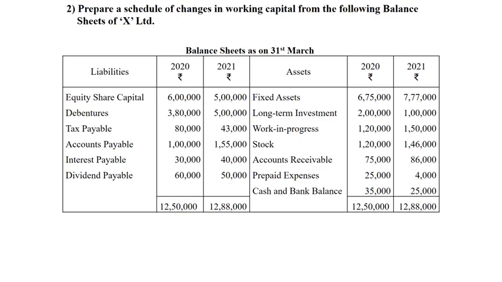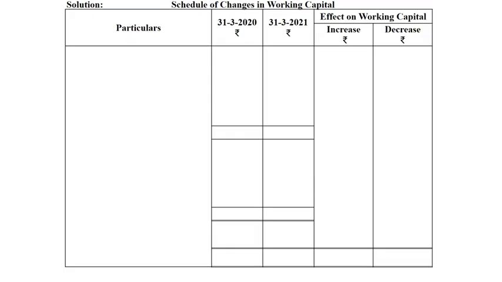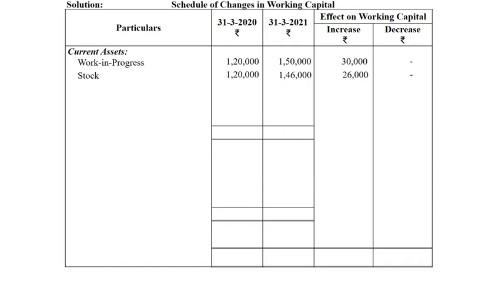Let us prepare a working capital schedule. So this is how the statement will look. First, take out current assets. Work in progress, 1,20,000, 1,50,000, increase in current assets, 30,000, decrease dash. Then stock, 1,20,000, 1,46,000, again increase in current assets, so it will increase working capital by rupees 26,000. Then accounts receivable, 75,000, 86,000. Again increase is there, increases working capital by 11,000.